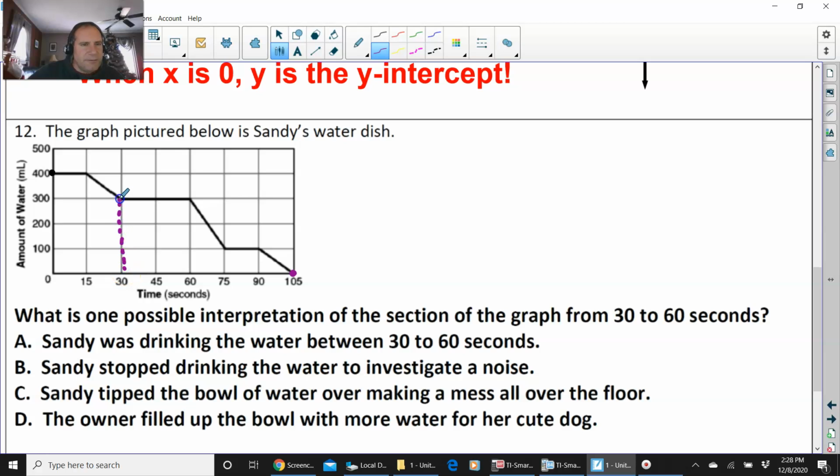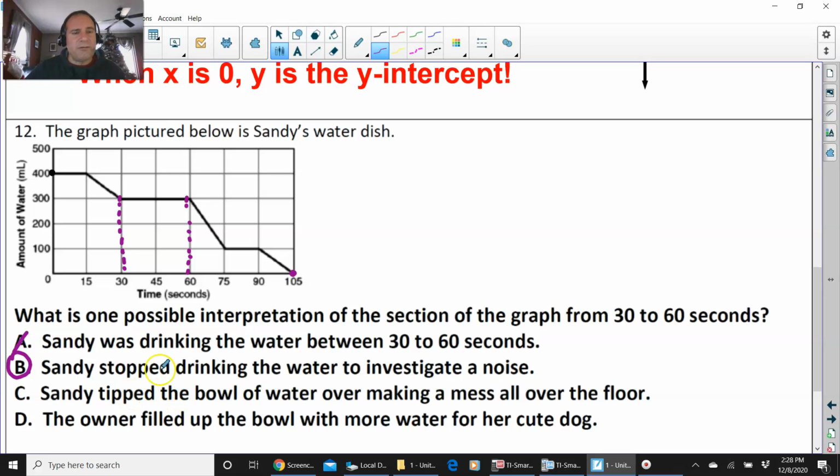So here's 30, asking about this horizontal section right here. Sandy was drinking the water between 30 and 60. Was it going down in this section? No, she wasn't drinking. Sandy stopped drinking to investigate the noise. She did stop drinking because it stayed at that 300. So that is your answer.